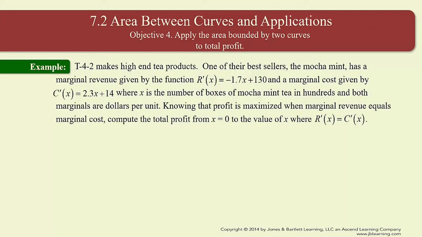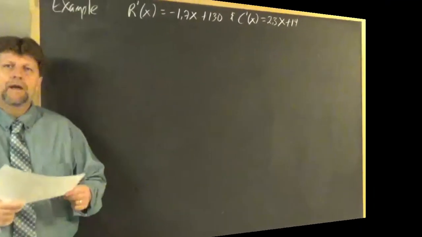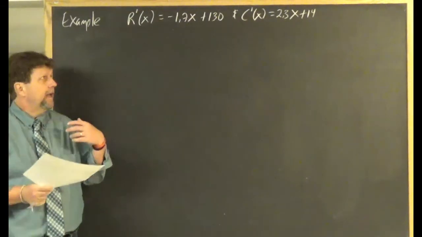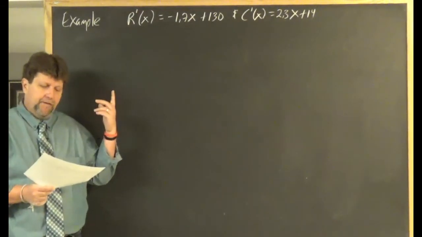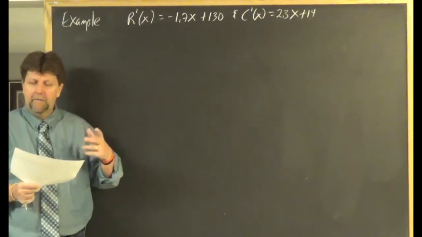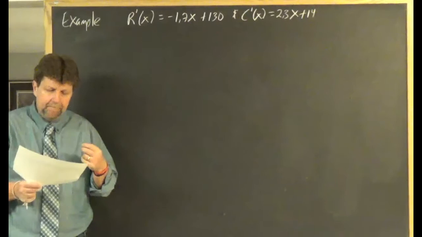Where marginal revenue equals marginal cost, that would be where profit is maximized. So write this example down. You know the drill, because I am heading off to the board to do the example. Hey folks, in this example, it was an application, and we were given the marginal revenue function and marginal cost function for a company that makes Mocha Mint tea.